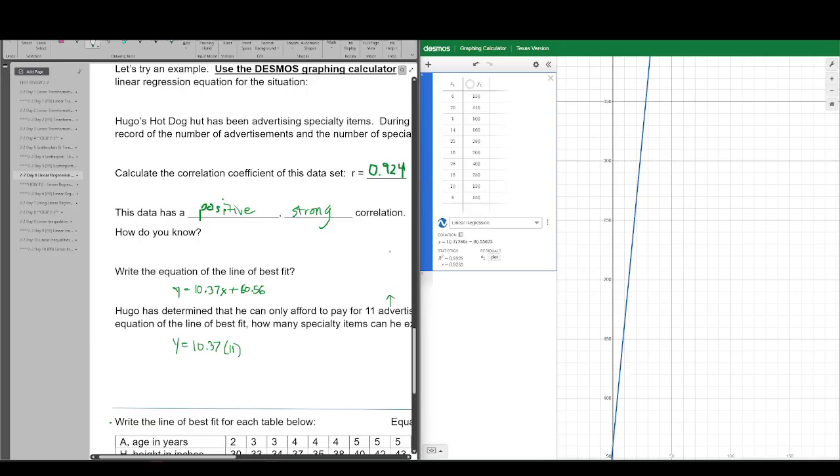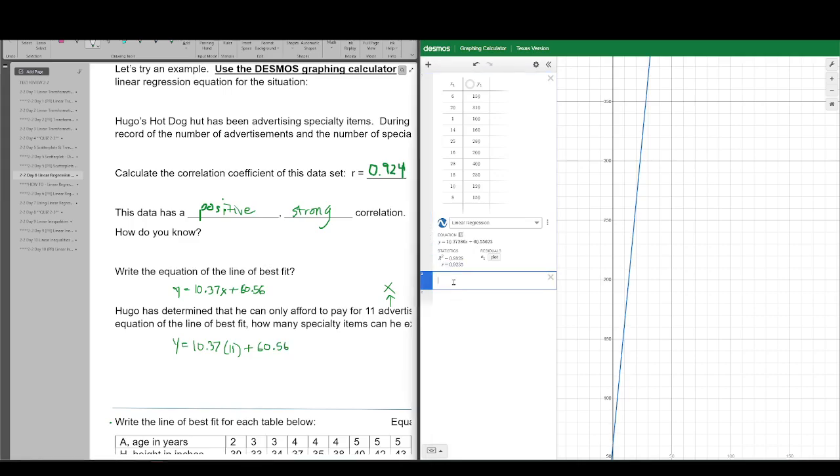Since advertisements was the x variable, we're plugging in 11 for x and doing plus 60.56. And then we probably want to go ahead and go back to Desmos, since we have it open already, and do 10.37 times 11 plus 60.56. So we end up with 174.63. He can't sell partial items. This is discrete. So we're going to round this and say he can sell about 175 items.